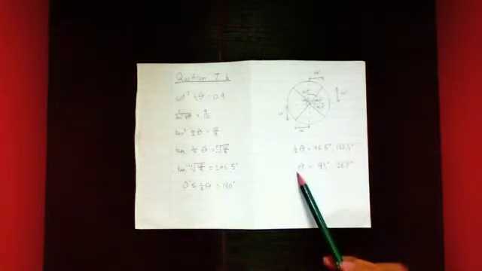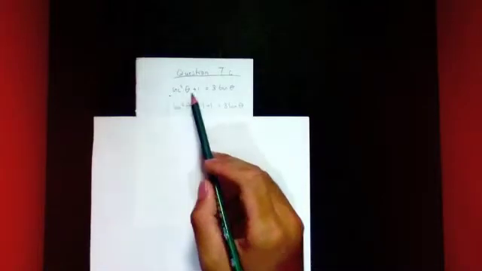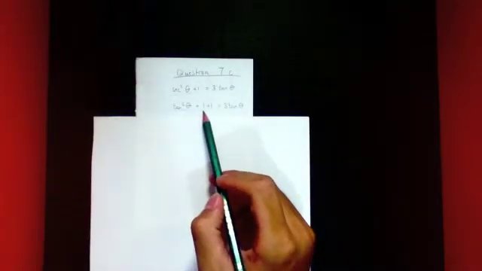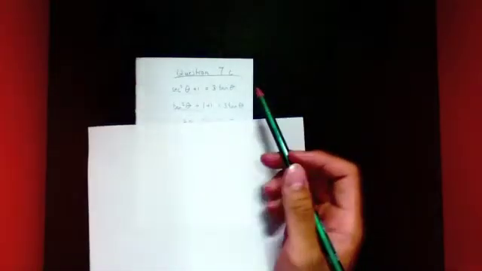And to get those values for theta, you simply double them and you get 93 and 267 degrees. For question 7c, you're given sec squared theta plus 1 equals 3 tan theta, and what you can do here is use the trigonometric identity of sec squared theta equals tan squared theta plus 1. So here I converted this to tan squared theta plus 1, and then the rest of the equation there.